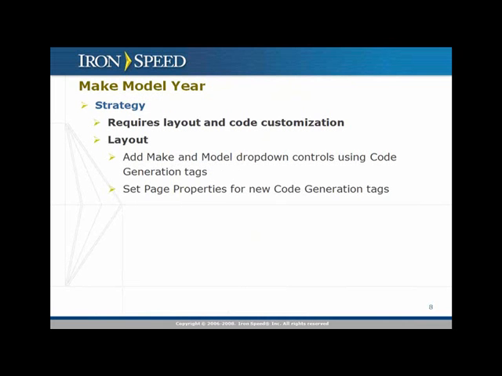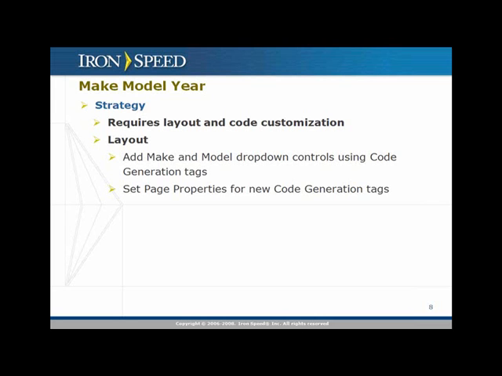What's our strategy? Our strategy in order to make this code customization is twofold. We need to make some layout changes, and we need to make some code customization changes. And what do the layout changes require? Well, the layout changes require us to essentially add the 2 extra drop-downs that we need. And in this case, we're going to add the make and model drop-down. And we have to then set the page properties for these new drop-downs. And we'll go ahead and do that.